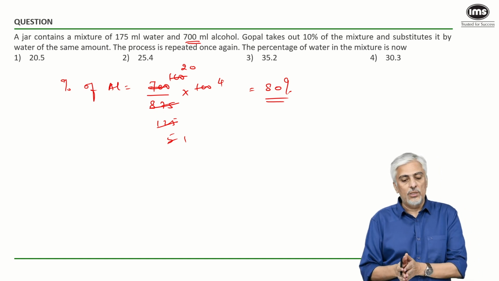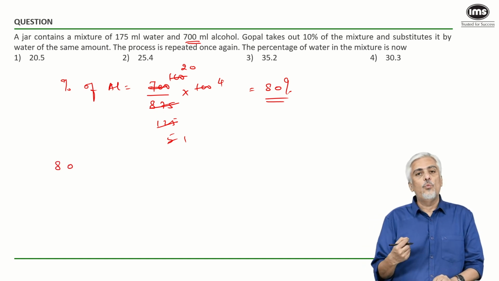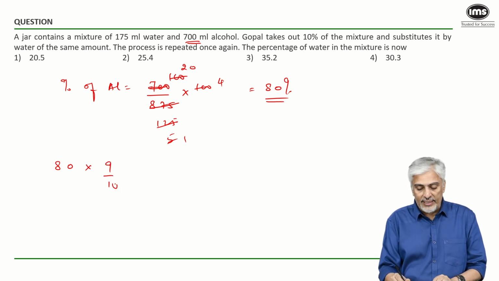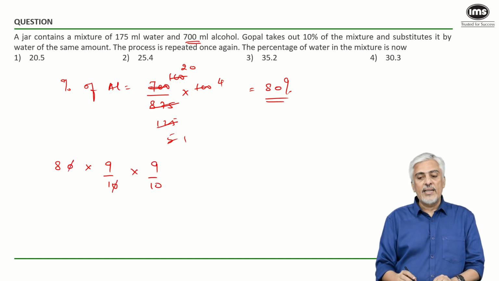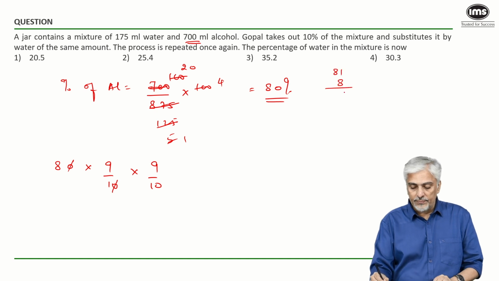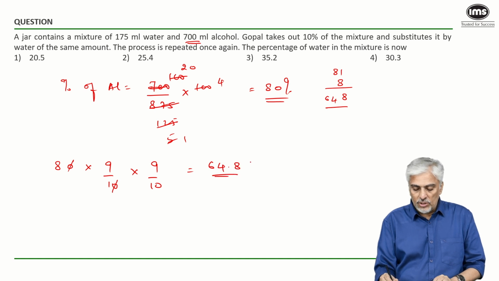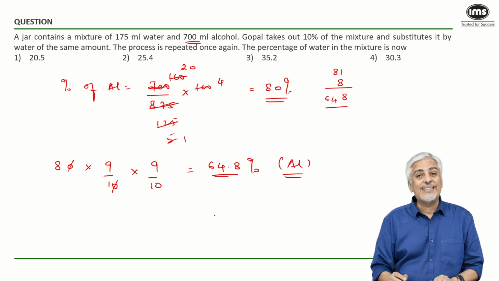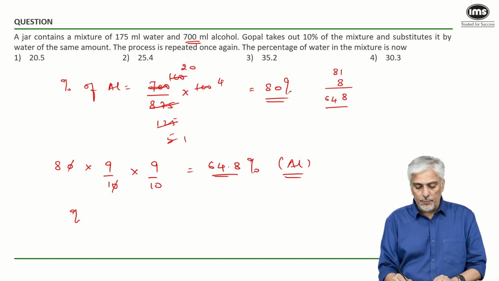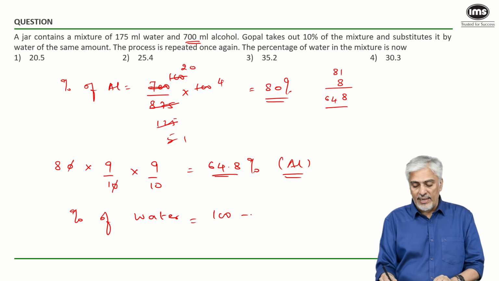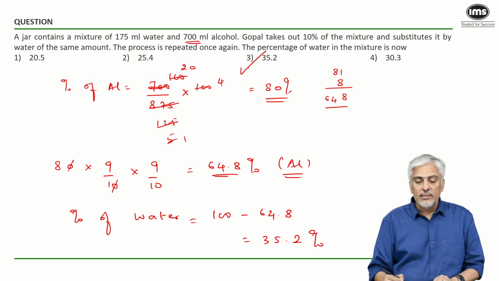So 80% was alcohol, and that 80% will become 10% less every time. So when it becomes 10% less, it will become 90%. So it will become 80 into 9 by 10 into 9 by 10. Cut 1 0 out. 9 9s are 81, 81 8s are 648. So 64.8% is the alcohol percentage. So the remaining all is water. So the percentage of water will become 100 minus 64.8, which will be 35.2%, which is the third option.